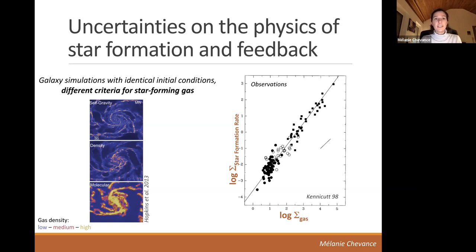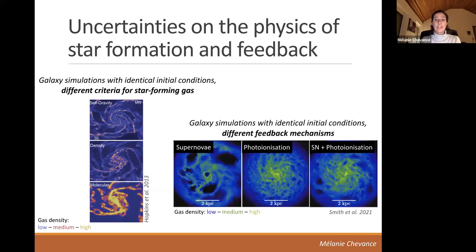And this leads to huge uncertainties in the simulated galaxies. And the same is true for feedback. Again, 3 simulations here with identical initial conditions, but different feedback mechanisms. So one assumed just supernovae, the other one photoionization, and the third one a combination of supernovae and photoionization. And again, these assumptions make sense, but they will lead to completely different morphologies and properties of the galaxies. So if we want to actually make the galaxy simulation predictive and connect this to the observed galaxy population, we need an accurate description of the physical processes of star formation and feedback at the cloud scale.